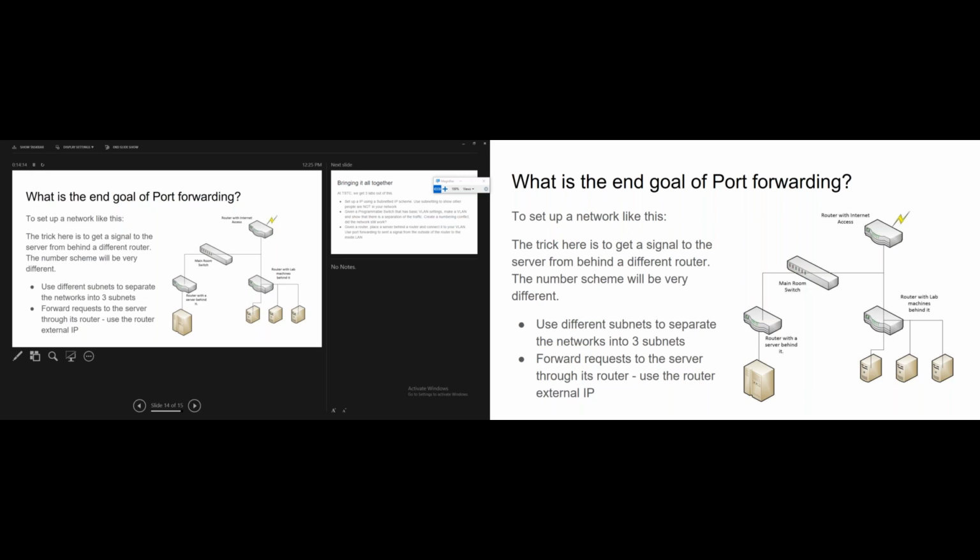Sound good? That server can have a completely different IP. Most likely, it's on a different IP subnet, and you use the router to bridge the gap between them.